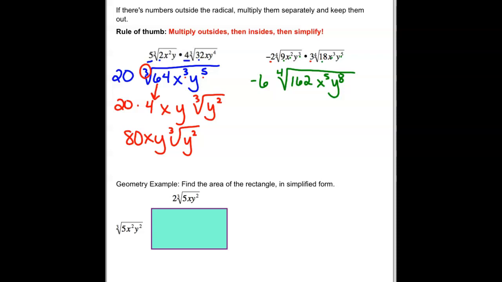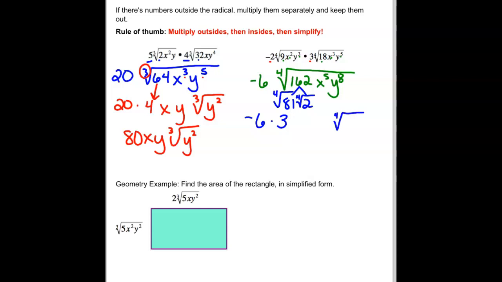All right, let's check what you did. For 162, we can think of splitting that up into 81 times 2. The 4th root of 81, since that is perfect, it comes out as a plain 3. We still have the negative 6 in front. Inside our 4th root, we still have that 2.